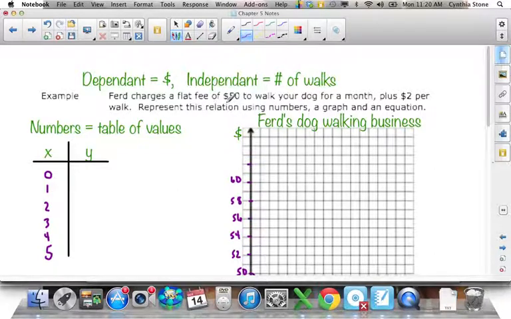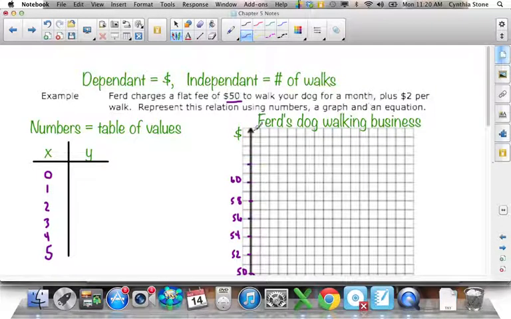So that means no matter what, even if you never call him to walk, he's going to charge you $50 anyway. And then every time he walks, he's going to charge you $2. So we want to use this relationship of Ferd's dog walking business. We want to represent it using numbers, graph, and an equation.